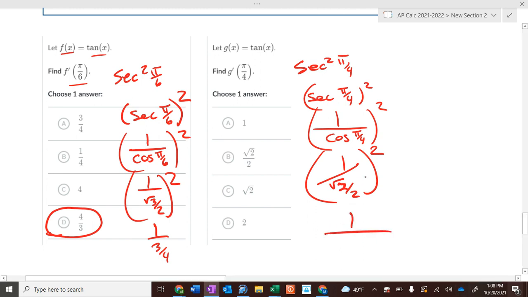So if we square the square root of 2, it's 2. If we square the 2, it's 4. So 2/4 is 1/2. So it's 1 over 1/2, and the reciprocal of 1/2 is 2.